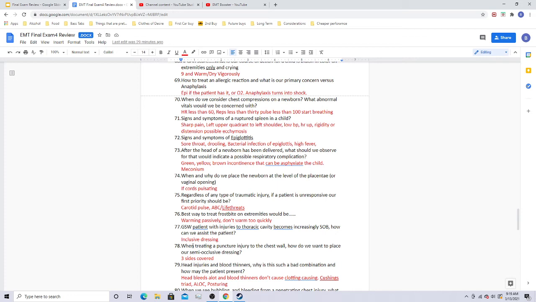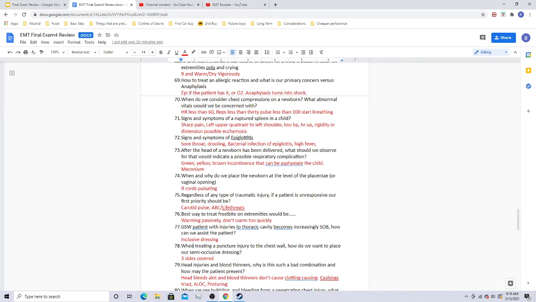Frostbite, if you warm it too quickly, that can result in a lot of bad deals, and that's not what you want. You want to warm passively, like a blanket or something, and you just want to slowly return it to temperature, because if you start massaging it, put it in hot water, etc., you're going to cause a lot more problems in the long term, especially even in the short term too.